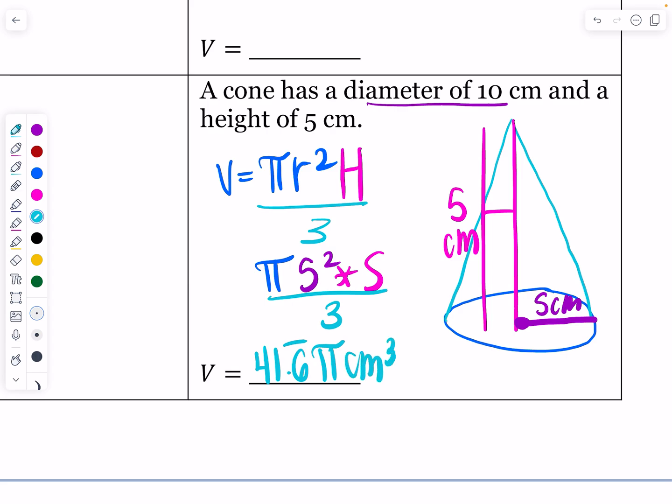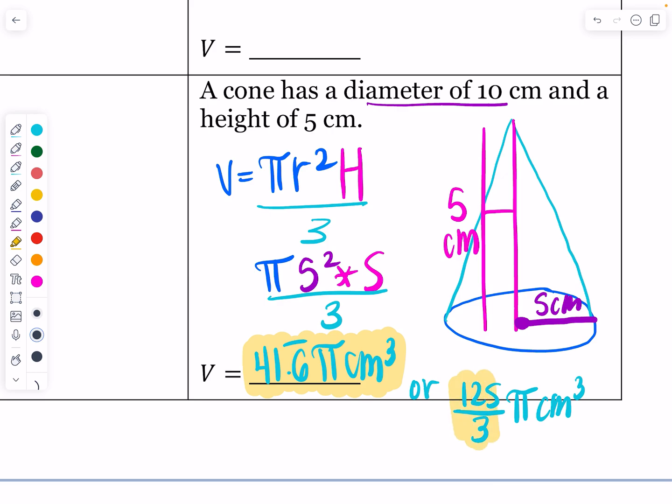If you wanted to do this as an improper fraction, of course we know how to do that in our calculators now. That would be 125 over 3. So you could have left it as the improper fraction, or 125 over 3 pi centimeters cubed. Okay, so regardless of how they present it, you'd be able to convert if needed.